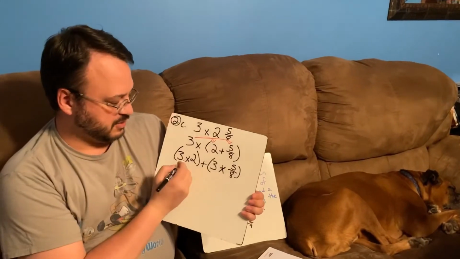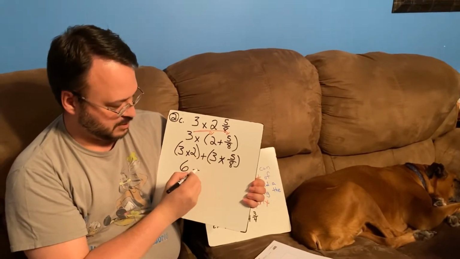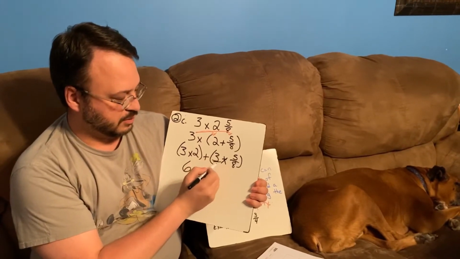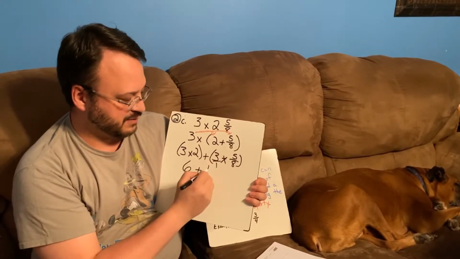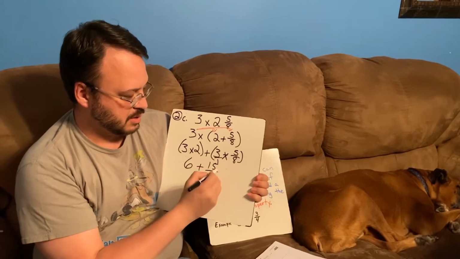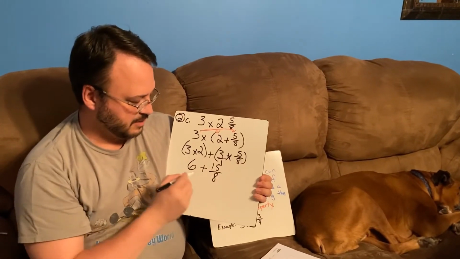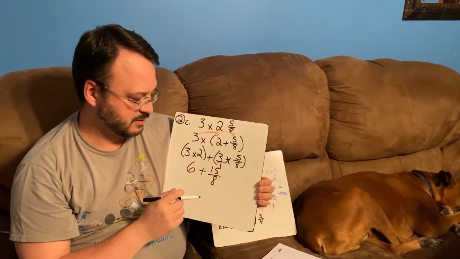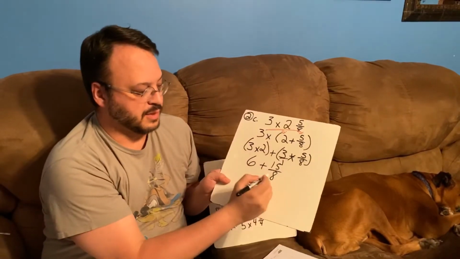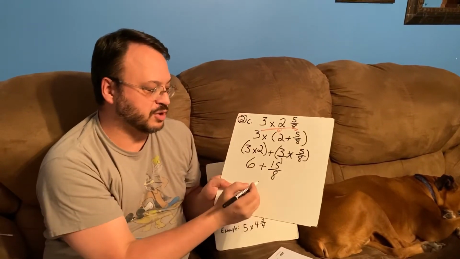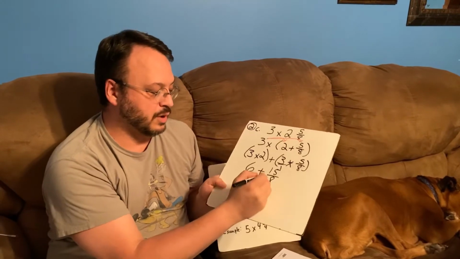Now 3 times 2 is going to give me 6 plus, well, that's 3 over 1. 3 times 5 is 15. 1 times 8 is 8. So 6 plus 15/8. And I know that this is an improper fraction because my numerator is larger than my denominator. And how many times will 8 go into 15?